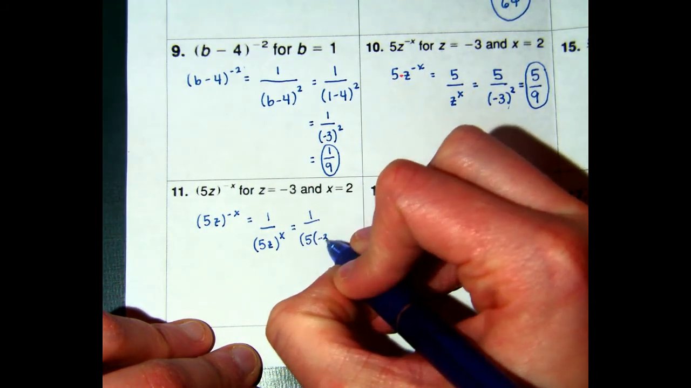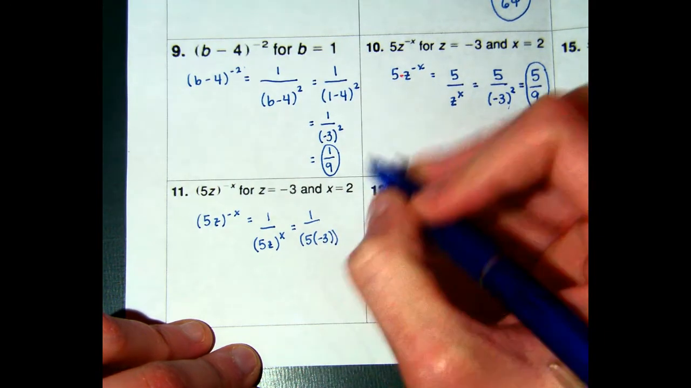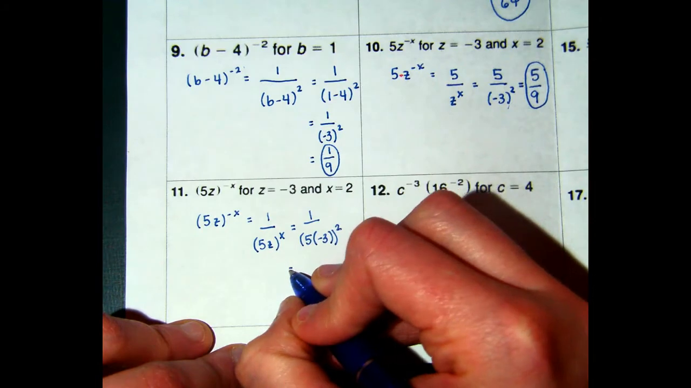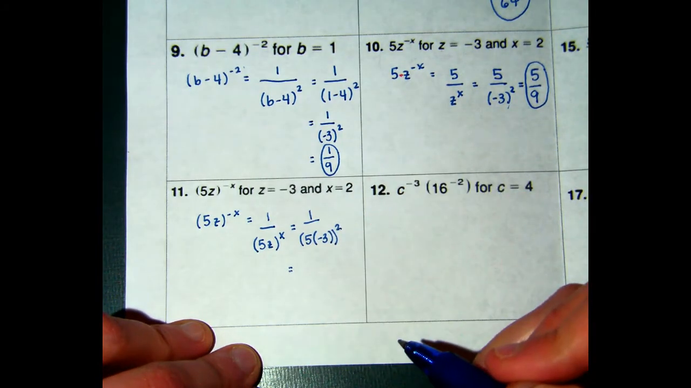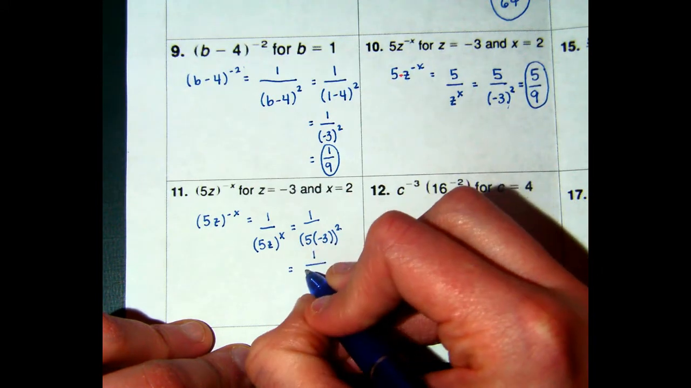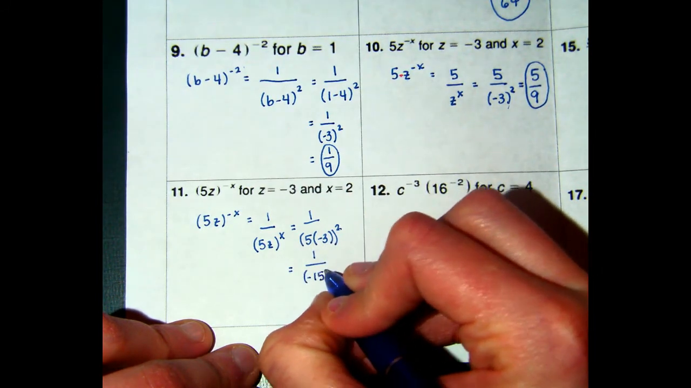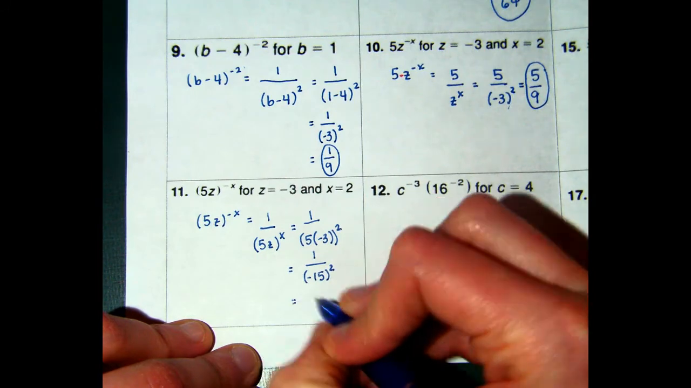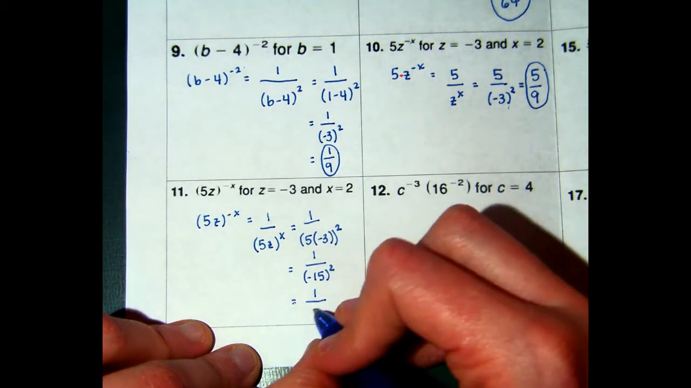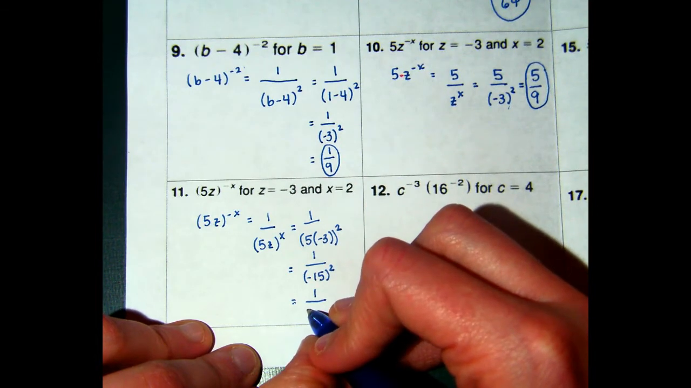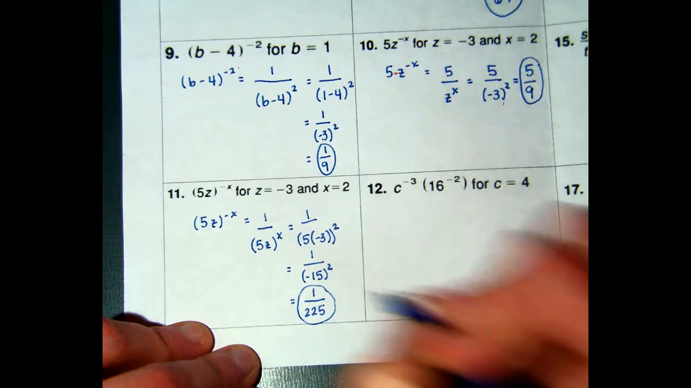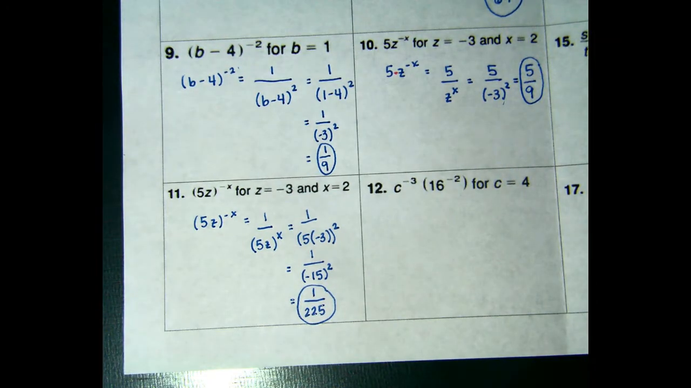Then plug in z is -3, double parentheses there, raised to the second power. Again, I could plug it straight in my calculator if I wanted to. 1 over -3 times 5 is -15 squared. And that solution is 1 over 225. 1 over 225.